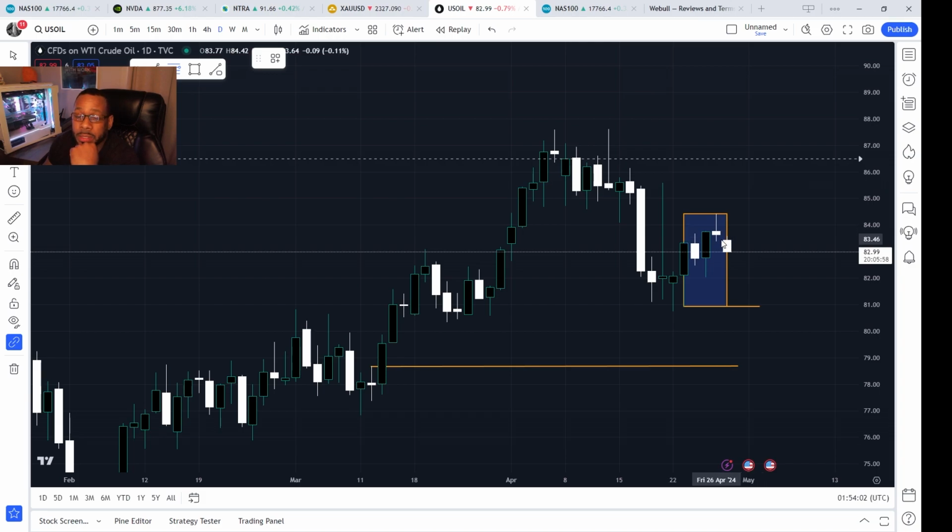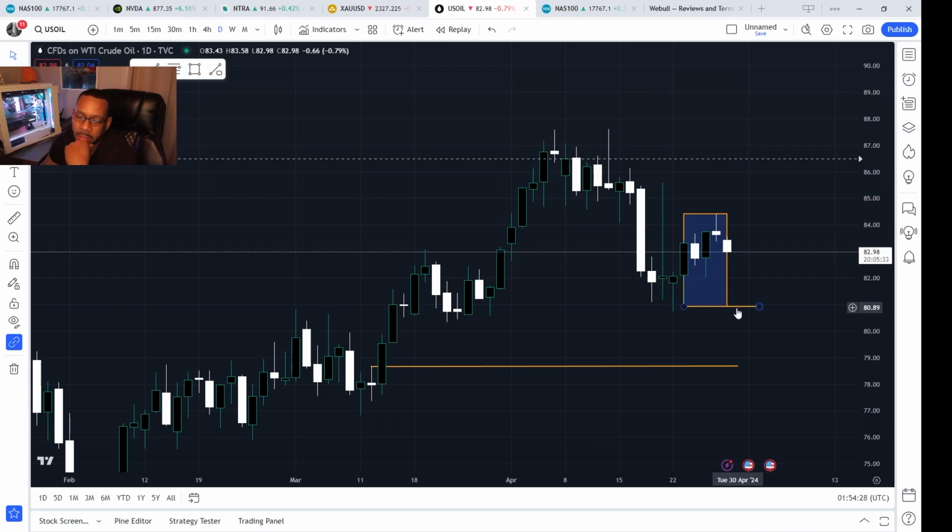If you do not have a position here, I will wait for it to break structure here on a 4-hour, get a close below. Oh, I was not trying to do that. Get a close below 80.95. Nice 4-hour close below 80.95. At that point, I will wait for price to come back up, get confirmation, then let it ride down.